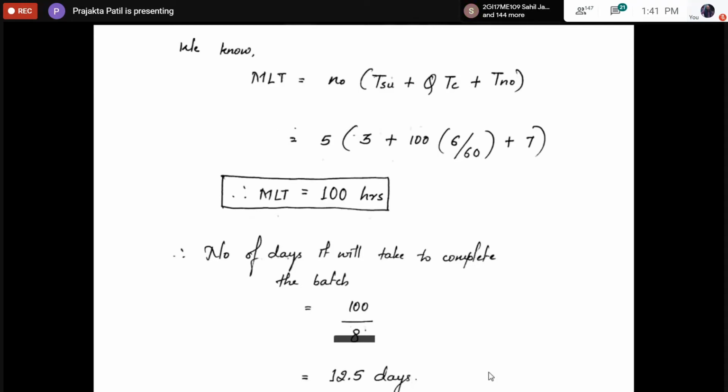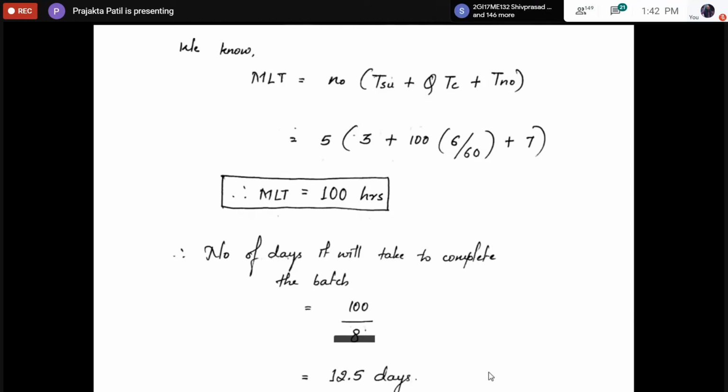Ma'am, should we keep the answer as 12.5 or round it off to 13 days? If it is 12.5, which is considered half a day, that's fine. You can keep it as 12.5. If it is something less than 0.5, you can make it 12 days. If it's anything more than that, you can make it 13 days. You can keep it as it is, there's no problem. This is quite logical, right? 12.5 days are required.